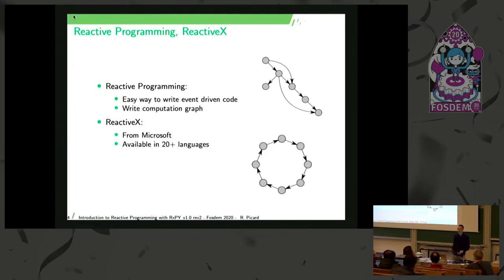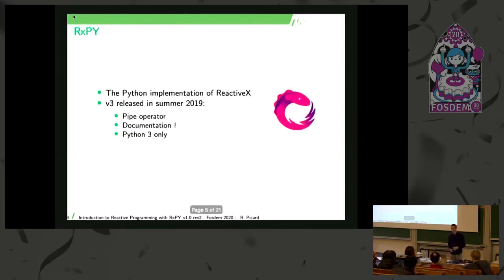ReactiveX is one of the most used libraries. It was originally developed by Microsoft, and it was open sourced in 2012. Since then, it's been written in many different languages. And RxPY is the Python implementation of ReactiveX. Last summer, we released version 3 of this library. It's a major release, mainly due to the fact that we use the pipe operator. You will see later what it means.